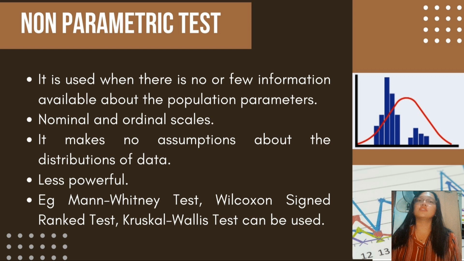Its level of measurement or scale of measurement belongs to nominal or ordinal. When we say nominal, it is just a category, and when ordinal, it is a category that can be ranked or ordered. Also, non-parametric test makes no assumption about the distribution of data. In parametric tests, it assumes that the data is normally distributed, but non-parametric test makes no assumption about the distribution of data. Basically, it is less powerful than parametric test. And when dealing with non-parametric test, the Mann-Whitney U test, Wilcoxon signed rank test, and Kruskal-Wallis test can be used.